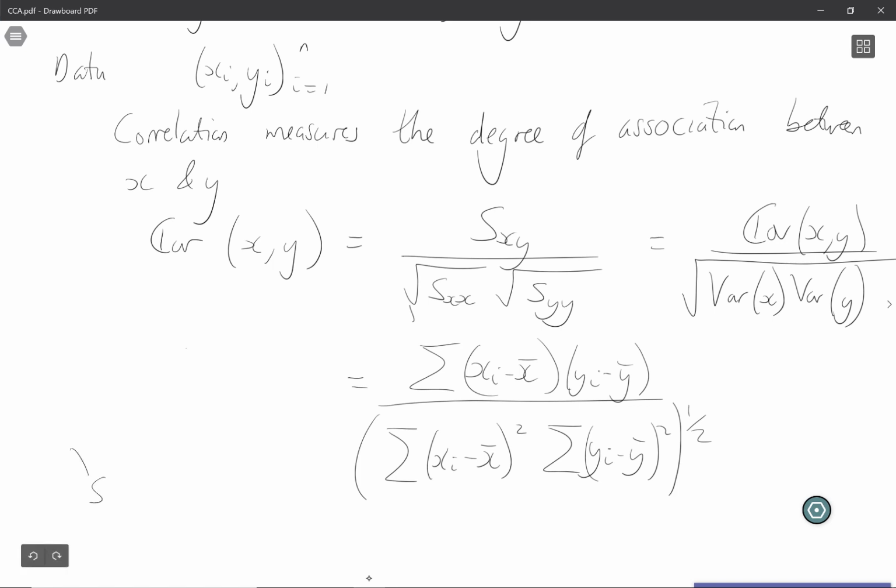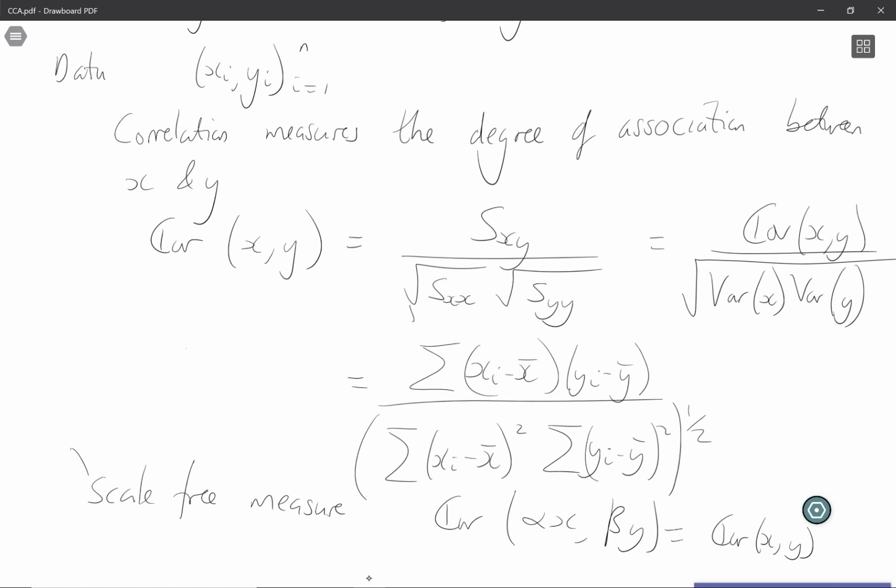It's a scale-free measure. It doesn't matter if I was to multiply x by 10 or y by 10. You can see from this formula it would cancel out. So the correlation of alpha x and beta y, where alpha and beta are constants, is just the correlation between x and y. So the correlation is a scale-free measure of the linear dependence between x and y.